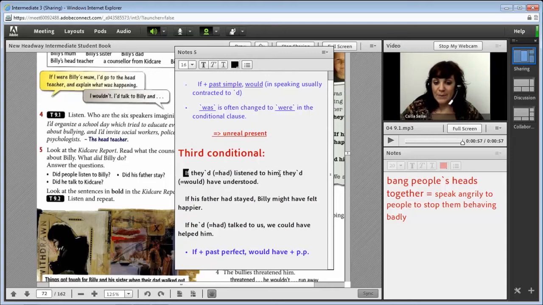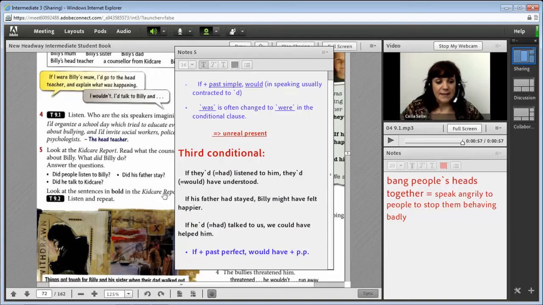Had listened to him. Now, do you recognize this structure by any chance? That's right. This is past perfect. Past perfect: had plus the past participle of the verb. And then what about the next clause? They'd have understood. Apostrophe D is a contraction for would in this case. Would have and understood, the past participle of the verb. So we have would have plus PP, the past participle of the verb, in the other part of the sentence.